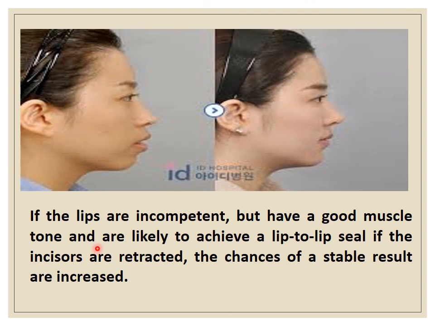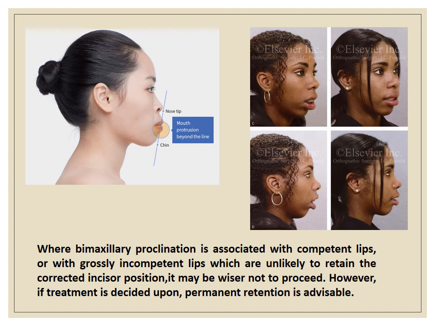And the management of the bimaxillary protrusion greatly depends on the lip tonicity, on the relationship between the lips. If the lips are incompetent but have a good muscle tonicity to retain the result and are likely to achieve a lip-to-lip seal after the orthodontic treatment and after the retraction of the incisors, the chance of a stable result is increased.